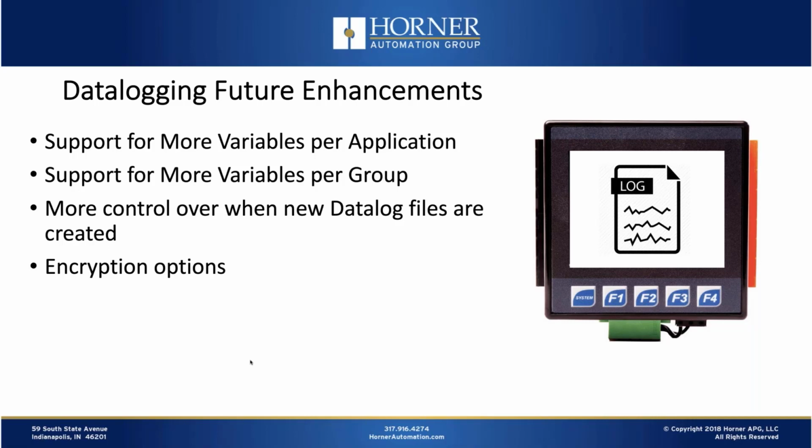Okay, let's take a look at some of the future enhancements we have planned for data logging. As I mentioned a couple times during the demo, we are looking for sure at supporting more variables per application. Currently the limit is 100, and supporting more variables per group. The current limit is 30. I can't tell you precisely what those new limits are going to be, but they will be significantly higher.